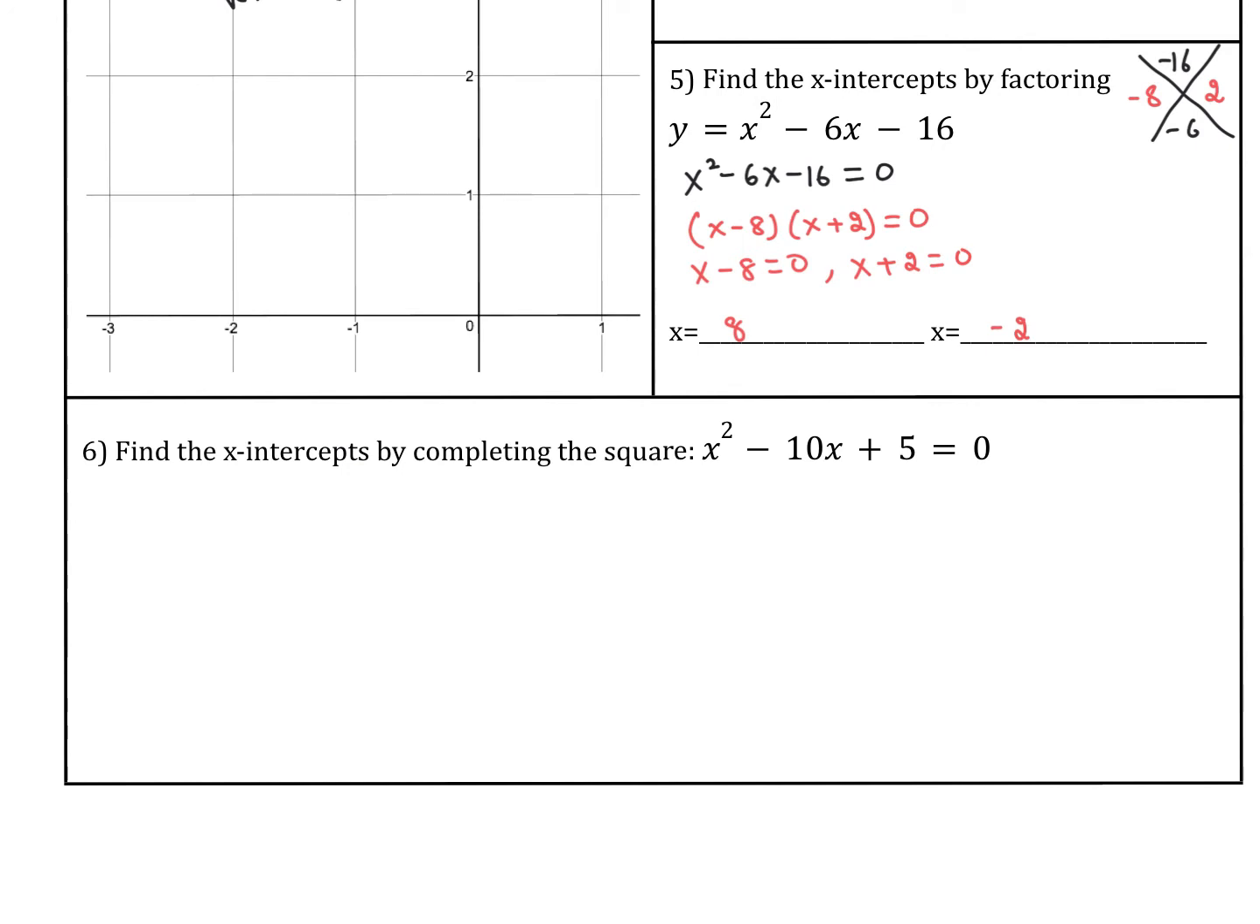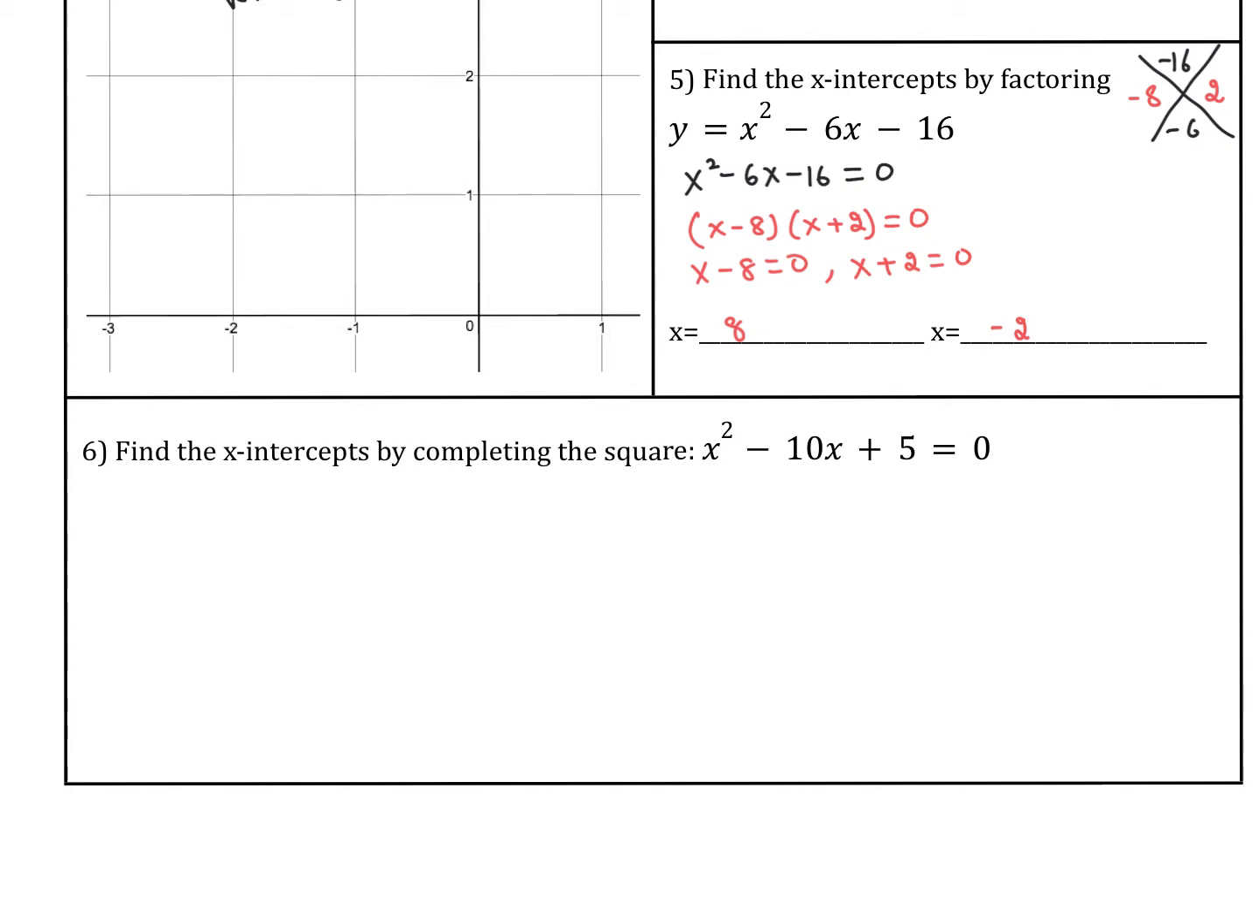For number 6, you're going to find the x values or the x-intercepts using completing the square. This question is a unique question. You cannot do it by factoring anyway because if you find 5 on the top, 10 on the bottom, there are no two numbers that multiply to be 5 and add to be 10. So we have to apply another method.